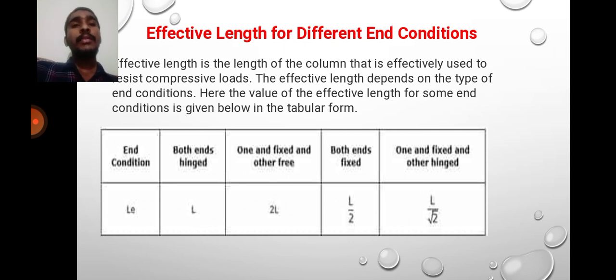Here the value of effective length for some end conditions is given in tabular form. End condition and Le: both ends hinged, L; one end fixed and other end free, 2L; both ends fixed, L by 2; one end fixed and other end hinged, L by root 2.